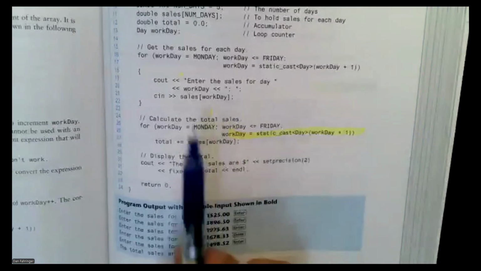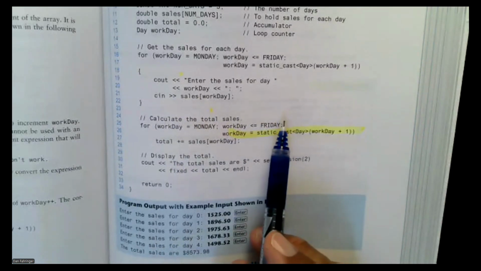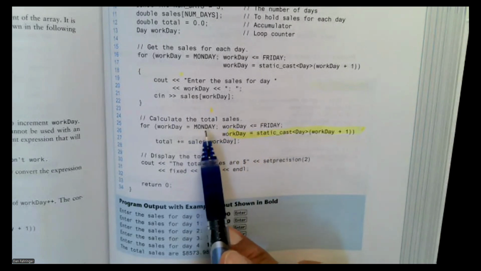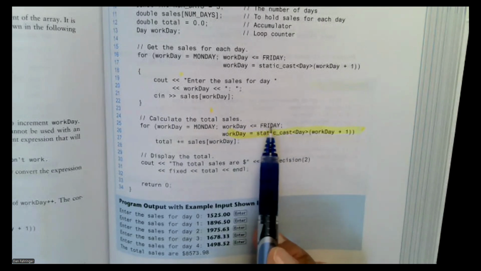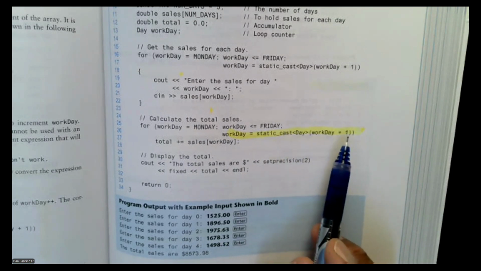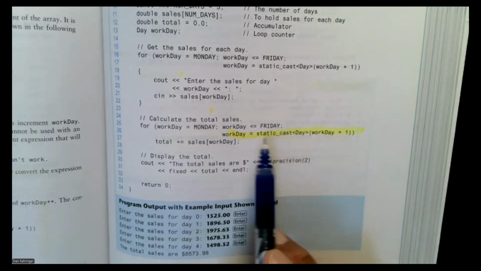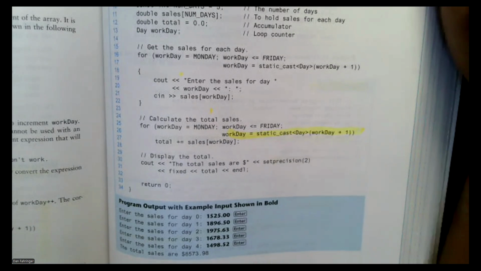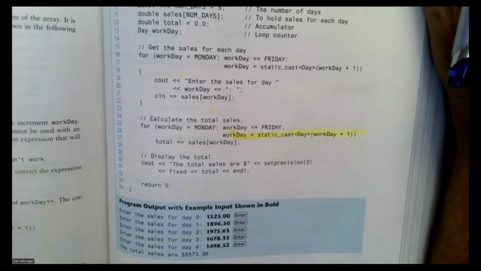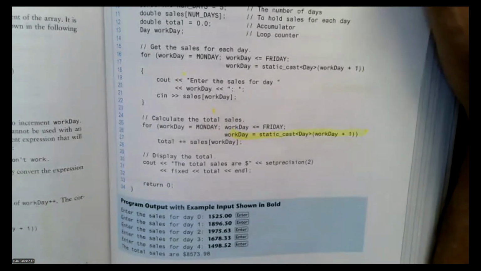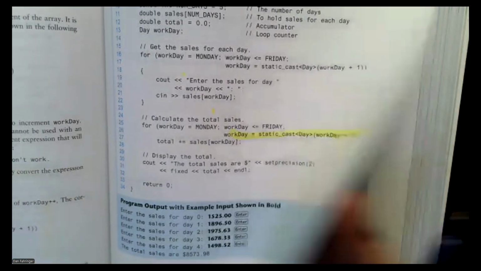Here's another one. We go through and workday Monday, workday less than or equal to Friday. Static cast day. Workday plus 1. It's just another way to step through. It's not that exciting of a thing, but that static cast comes into play once in a while, and you'll see that down the road. Why he put it in here, I have no real idea.